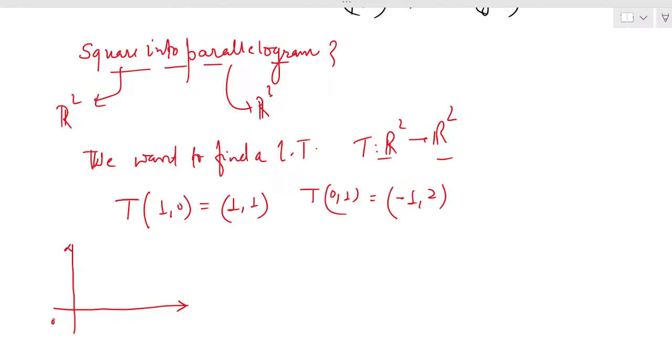So this is, let's say, (0,0) here, you have (0,1) here, (1,0) here, and (1,1) here. So I'm talking of a square with vertices (0,0), (0,1), (1,1), (1,0), with the condition that T(1,0) is equal to (1,1) and T(0,1) is equal to (-1,2). What do you think the structure of T would be which will convert this particular square into a parallelogram?